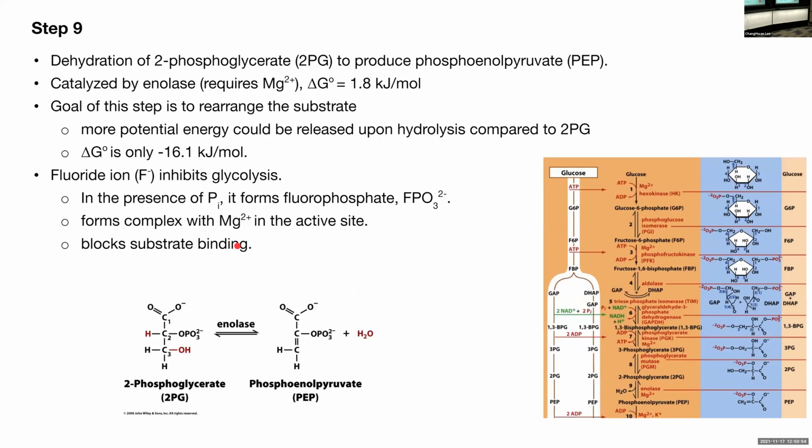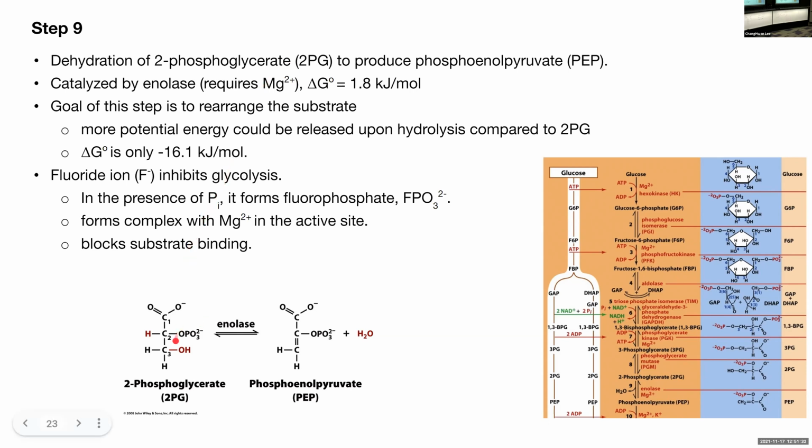And step 9 is the dehydration of this 2PG, which is happening right here. And dehydration is taking out the water. So it takes out this hydrogen atom as well as the hydroxyl group from 2PG to get phosphoenolpyruvate or PEP. And this reaction is catalyzed by an enzyme called enolase and also requires magnesium cation.